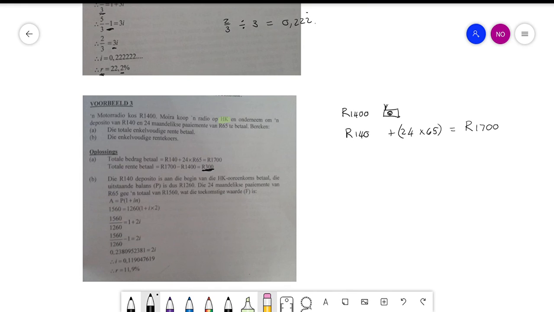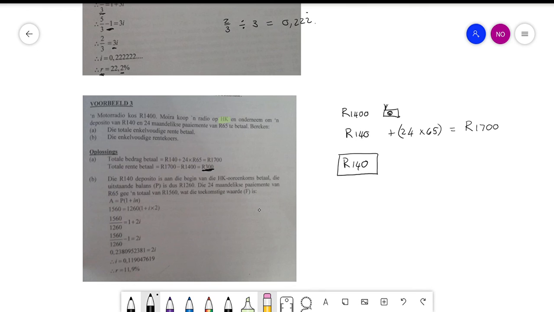Okay, and then for B, they ask you for the interest rate. So now you take the values that we have here and you put them in. But be careful, because remember that the deposit is completely separate. So wanneer jy 'n deposit toe betaal, gaan jy nie hier betaal by deposit nie. Jy het dit mos nou immers klaar betaal. Dit is nie geld wat jy leen nie. Dit is klaar betaal. Okay, so hulle sê vir jou die deposit toe is aan die begin van die huurkoopooreenkoms betaal, so die uitstaande balans is dus 1,260.